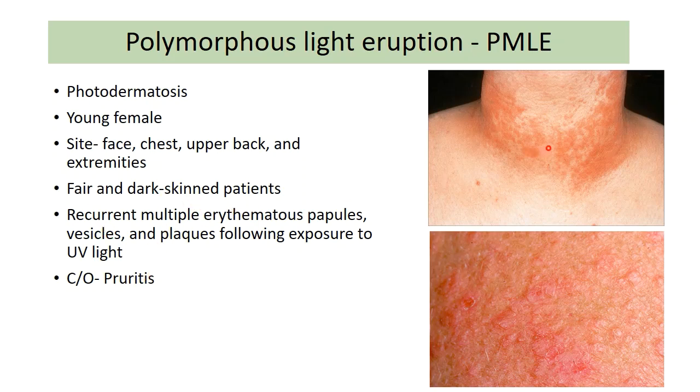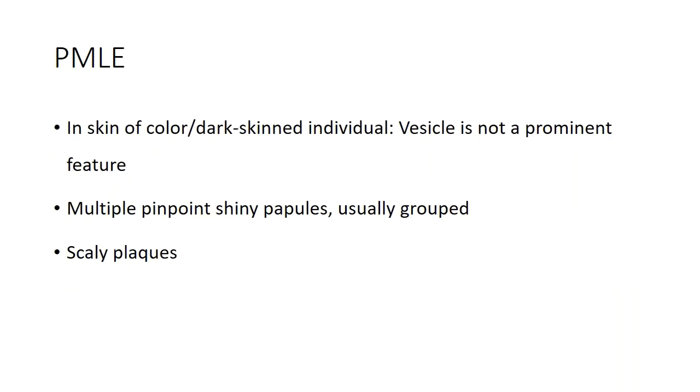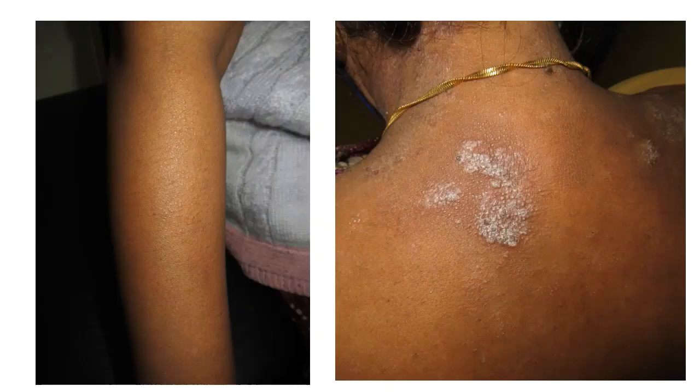It usually shows multiple erythematous papules, vesicles and plaques following exposure to ultraviolet light. The most common symptom is pruritus. In skin of color or dark skinned individuals, vesicle is not a prominent feature. Multiple pinpoint shiny papules usually group together and form scaly plaques. These are the pinpoint papules, and here we can see the scaly plaques.